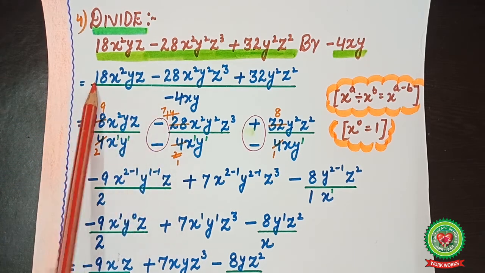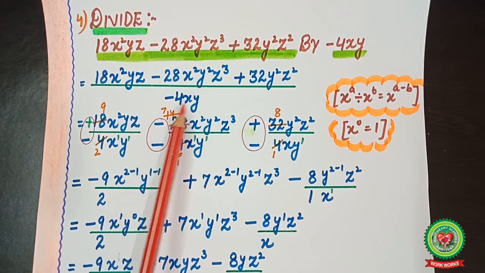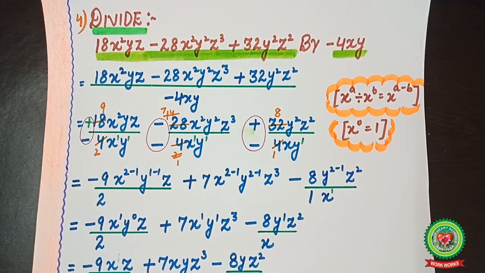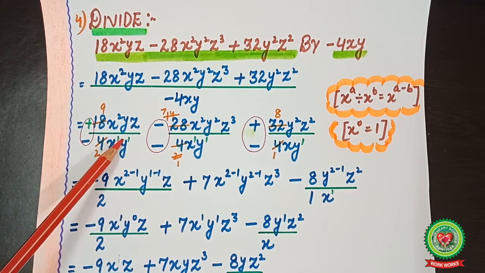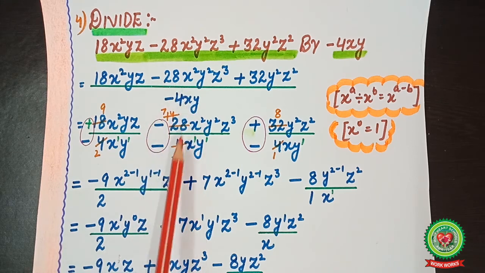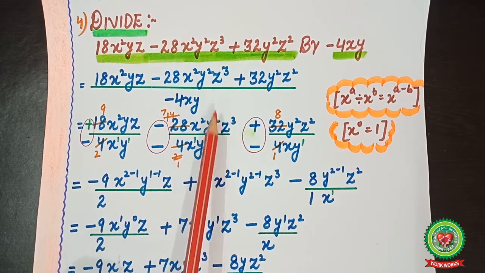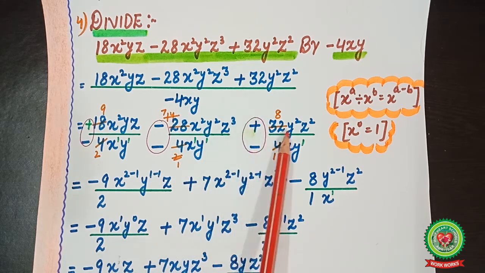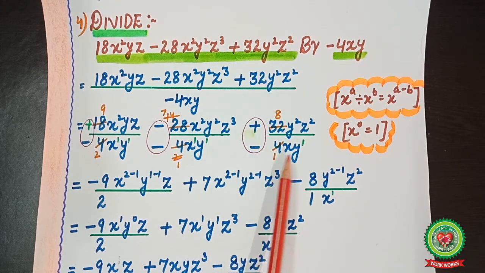Because this division sign means that minus 4xy is dividing all these 3 terms of this expression separately at the same time, right? So you have to write them separately or individually like this. Plus 18x square yz upon minus 4x raised to power 1 y raised to power 1. If any variable has no power written, that means the power is one, so you have to write it there. Next is minus 28 x square y square z cube upon minus 4xy, right? Next is plus 32y square z square upon minus 4xy, right?